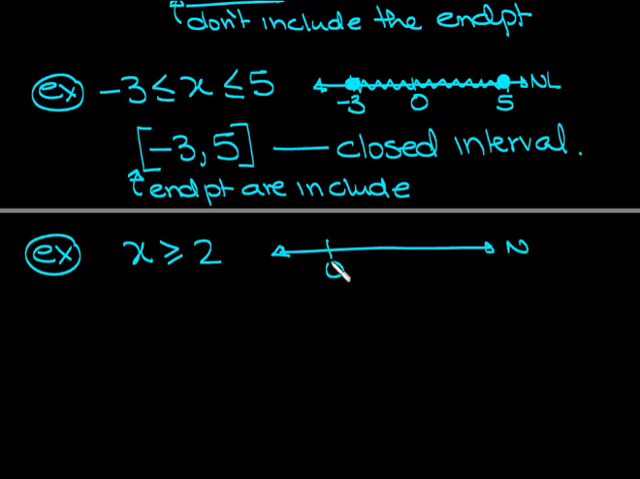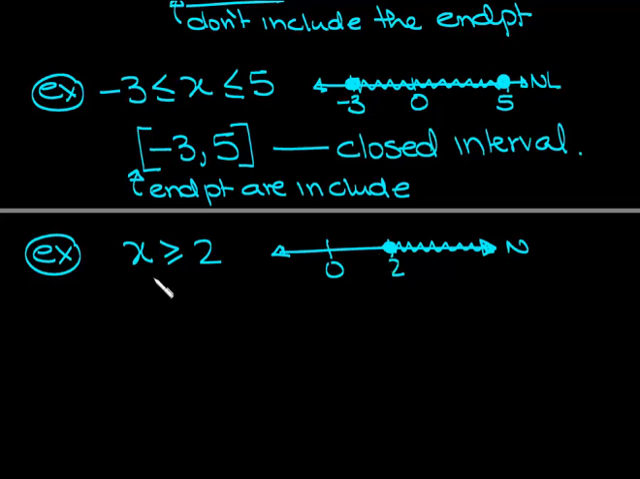If this is 0, 2 is here. x is any number bigger than that, so any number to the right of 2, because all the numbers to the right of 2 are greater than 2, including 2. Okay, so that is a graphical representation of that inequality.